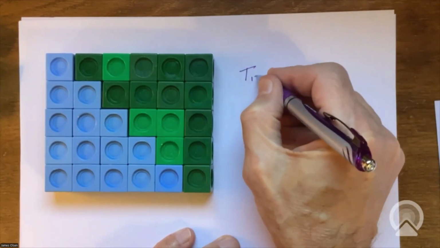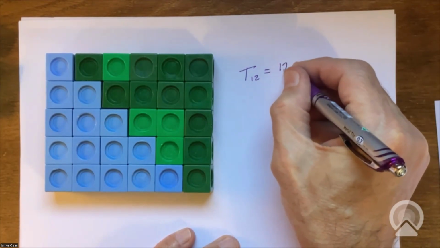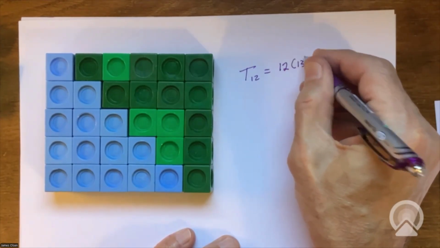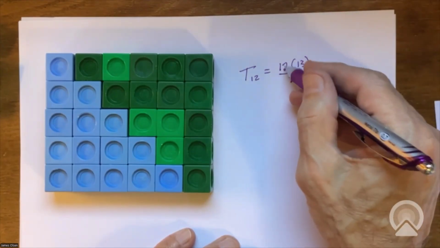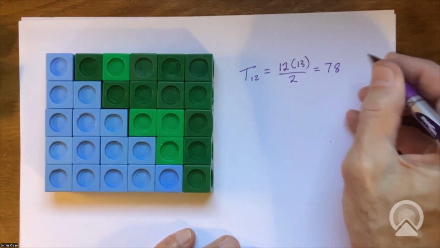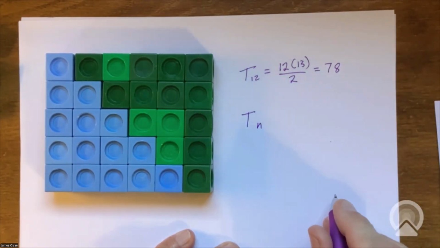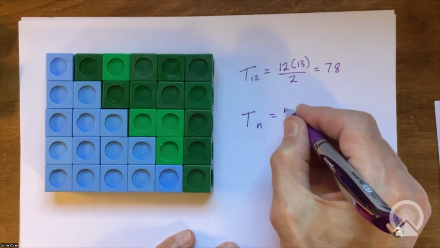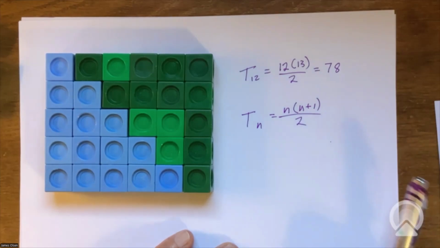T12, the 12th triangular number, would be 12 times 13 divided by 2. That's 6 times 13, which is 78. In general, the formula for the nth triangular number is n times n plus 1 divided by 2.